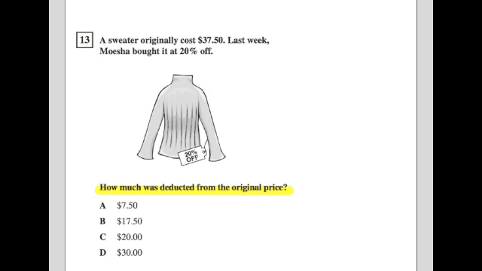Now, it's tricky because when we find the answer, I'm going to show you a little trick that they use to trick you and make sure that you have different options, and if you do it wrong, you might still get an answer that's on here. So let's go ahead and figure this out first. So $37.50 is what it costs, and it's 20% off. So I'm going to multiply it by 20%.